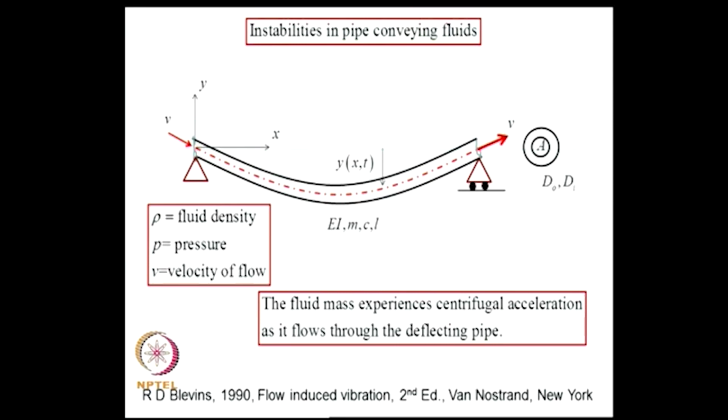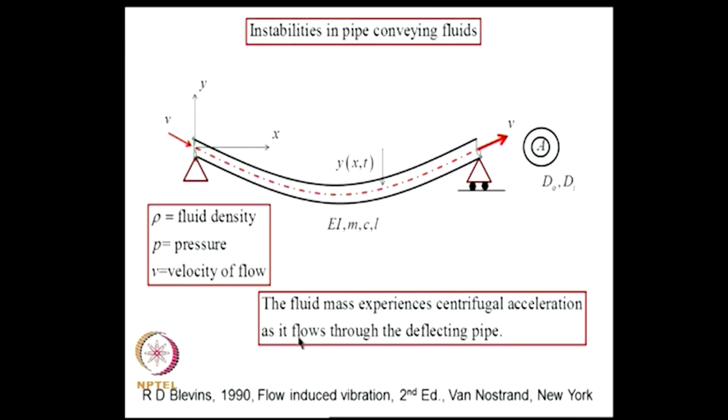So, this is a problem of vibration of a pipe that is conveying fluid. A fluid is moving in this pipe with a velocity v. This is the pipe cross section, the area of flow is A, and these are the outer and inner diameters. The fluid density is rho, P is the pressure under which it is flowing, and V is the velocity of the flow.